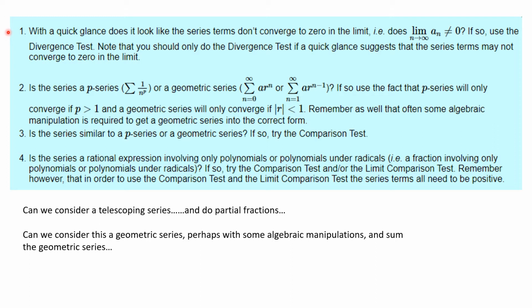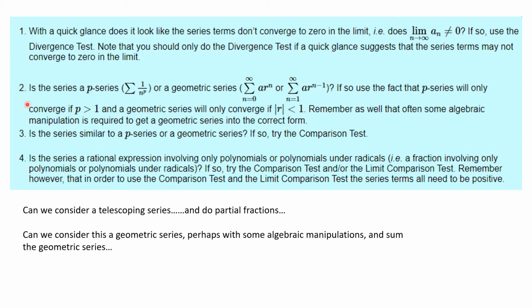Number one, with a quick glance, does it look like the terms of the series don't converge to zero in the limit, i.e., does the limit as n goes to infinity of a sub n not equal 0? If so, the divergence test is a good one to use. Note that you should only do the divergence test if a quick glance suggests that the series terms may not converge to 0 in the limit. But remember, if they don't converge to 0, then you know it diverges.